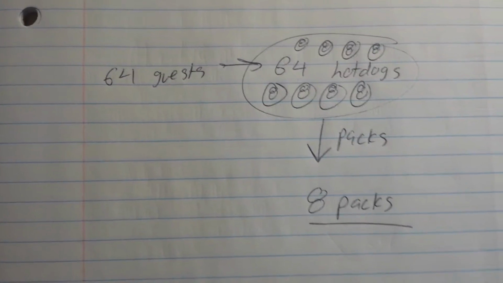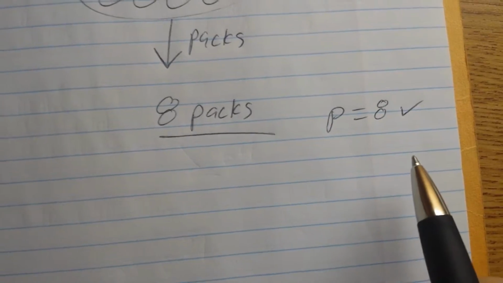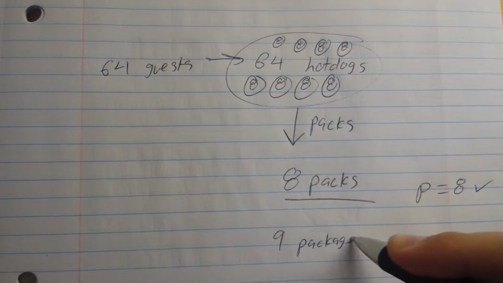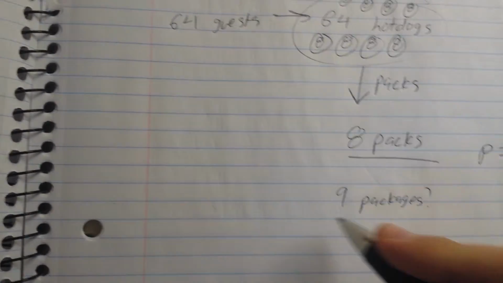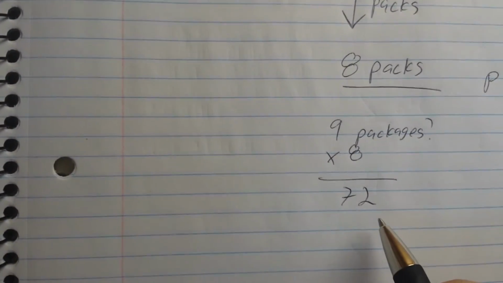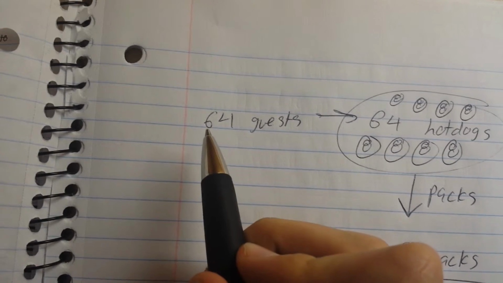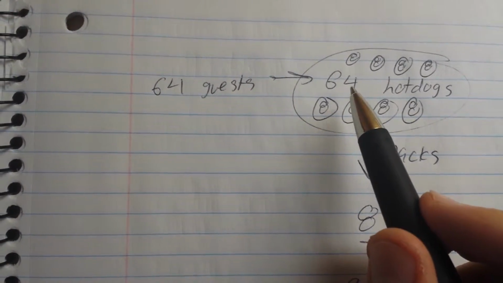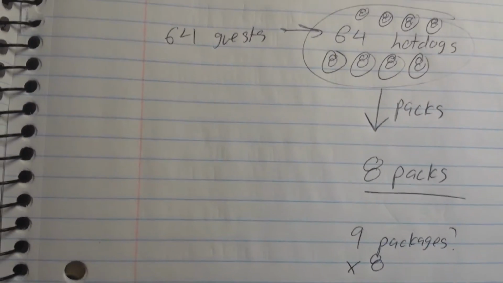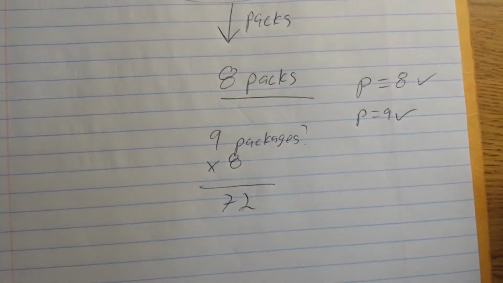So now we have to talk about what is acceptable and what's not acceptable. So P equals 8 is good. What if P equals 9? If we have 9 packages, how many hot dogs will we have? 9 packages times 8 hot dogs per package gives us 72 hot dogs. We knew that 64 was the least number of hot dogs we can have. So 72 is more than 64, so that's good. Because 72 could be if 8 people ate 2 hot dogs. That could be a possibility. So P equals 9 is good.